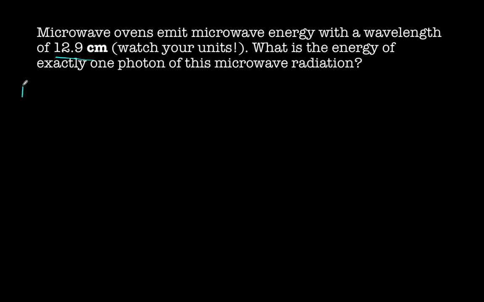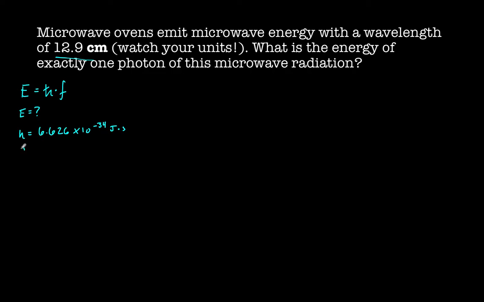Well, if we're trying to figure out energy, we know that our energy equation has to be here. This is Planck's equation to tell the energy necessary in order to solve for one photon. So we don't know our energy. That's going to be our end goal. Our h is always the exact same, 6.626 times 10 to the negative 34th joules per second. And this is just Planck's constant, so it's not changing at all.